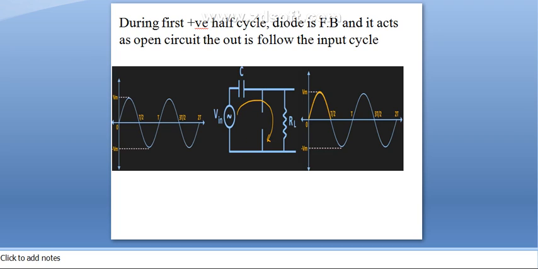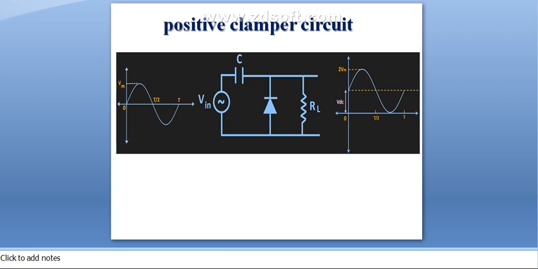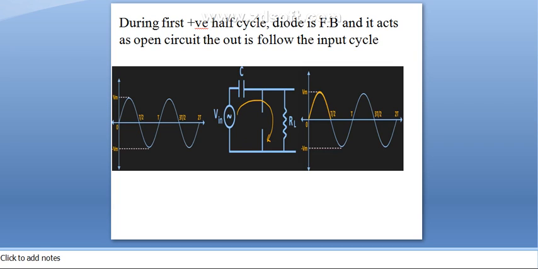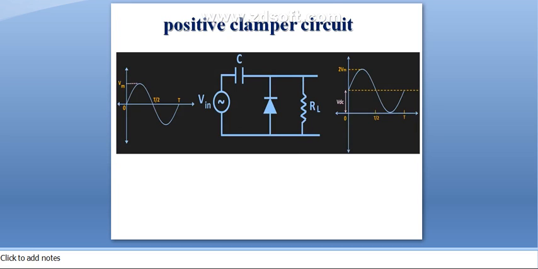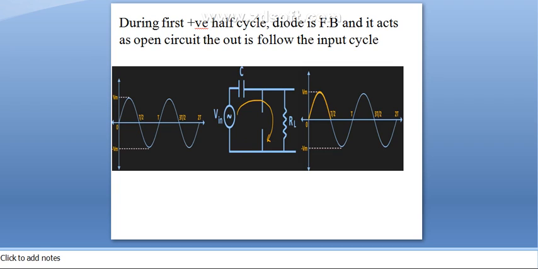In the positive clamper circuit, during the positive half cycle, the diode is in reverse biased condition and it acts as an open circuit. So then the output follows the input. Here the diode is connected in parallel, so if the diode is reverse biased, then we have the output here. The output follows the input.